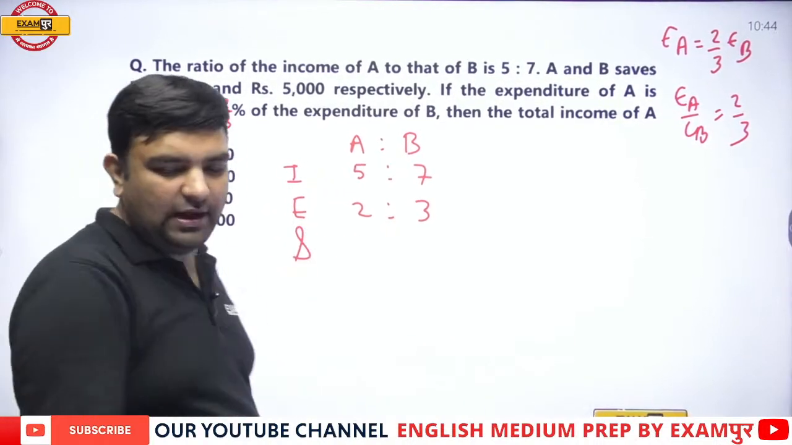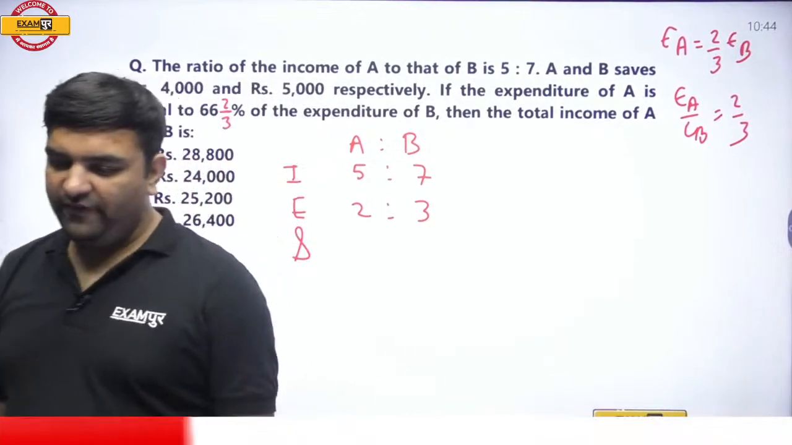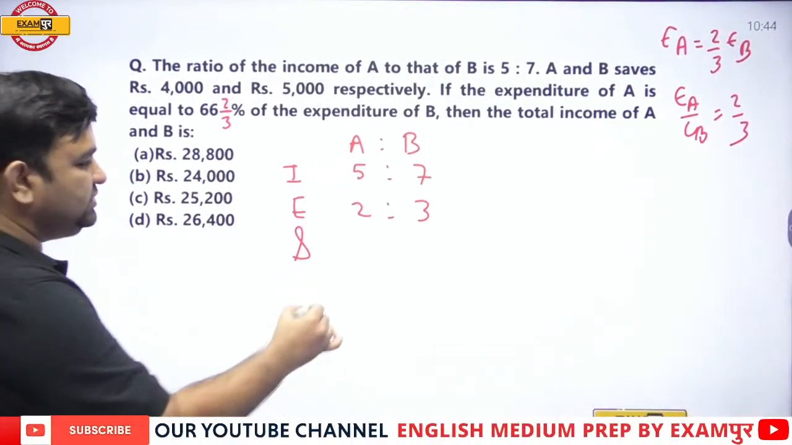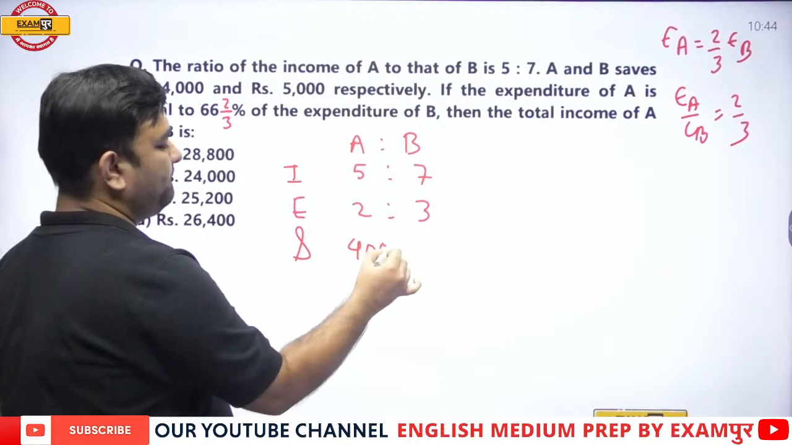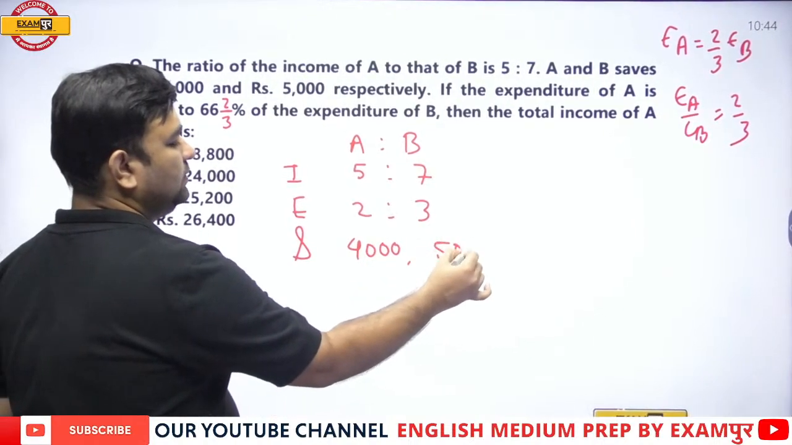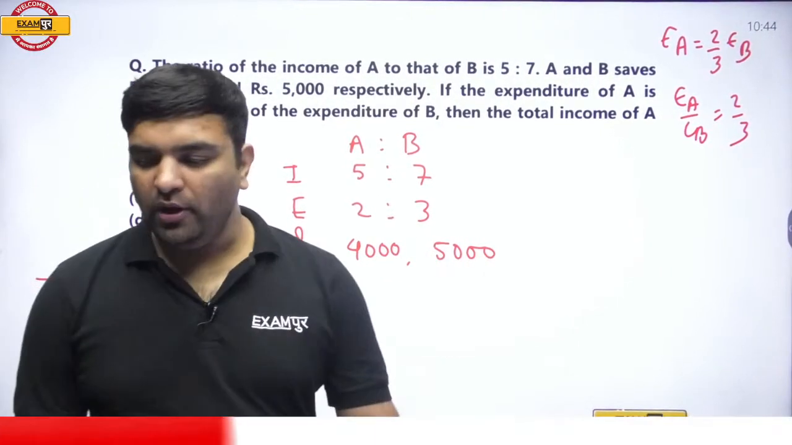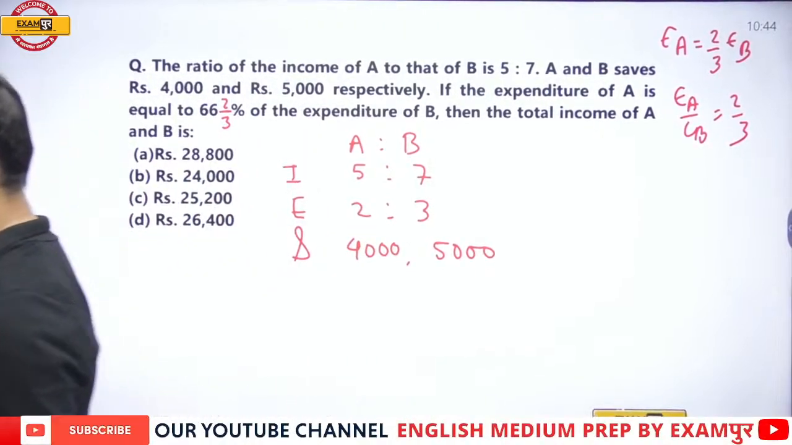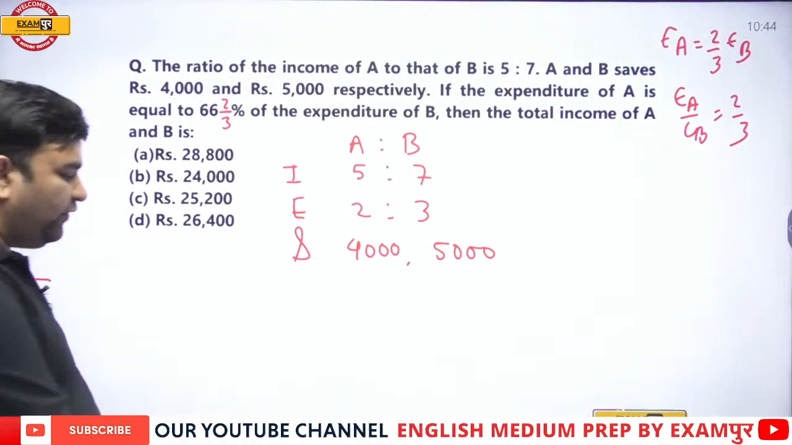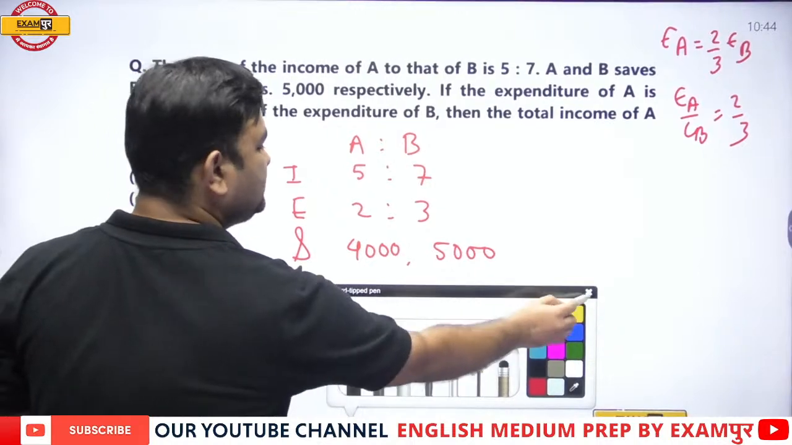What are the savings values? 4,000 and 5,000. I think we should be going for crisscross. Apply the crisscross.